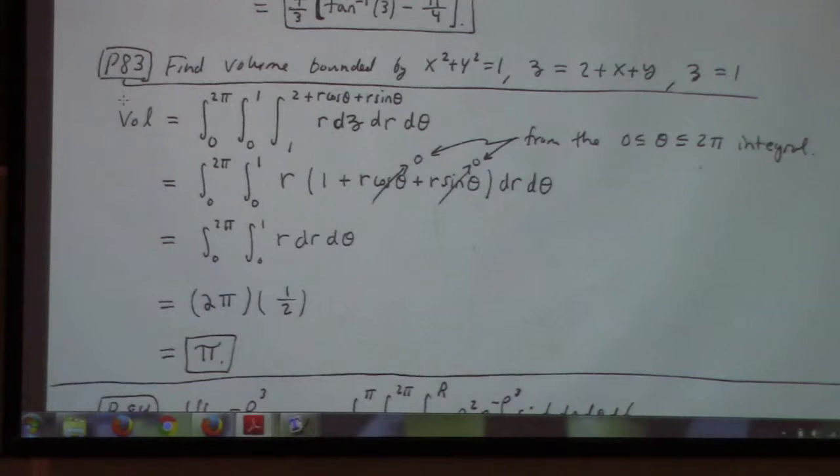Everybody get 83? So for 83, we're looking at a volume which is bounded by the cylinder r equals 1, or x squared plus y squared equals 1, and these planes, z equals 1 and z equals 2 plus x plus y. Thankfully, they're not intersecting. I guess they might intersect at a point.